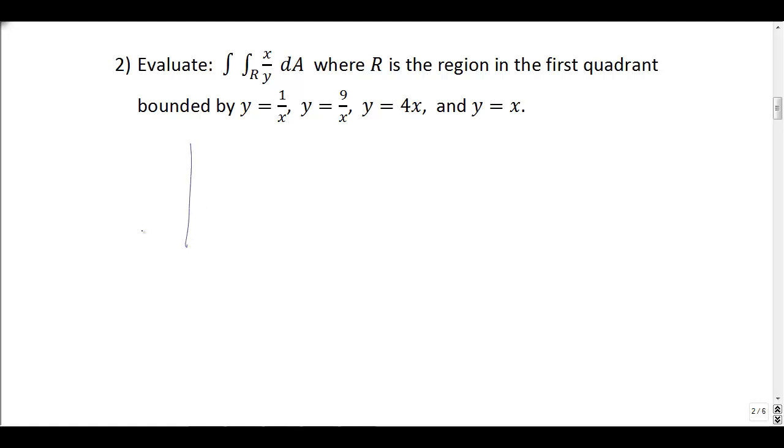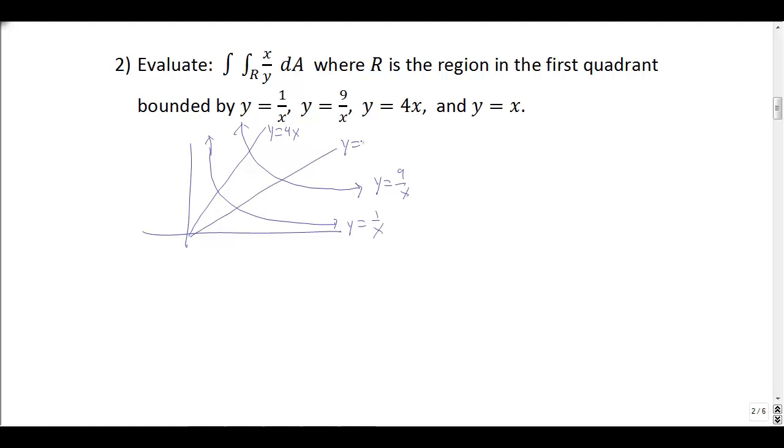We're in the first quadrant. Y equals 1 over x, that's going to look something like this. So that's y equals 1 over x. Y equals 9 over x, the same thing, but multiplied by 9. So that's going to scale out like this somehow. Probably not completely to scale, but it gives you a sense of what's going on. I get the same kind of hyperbola shape. Y equals 4x is a line with slope 4. This is y equals 4x. And then I have y equals x, which should be slope 1. So our region is this area here.